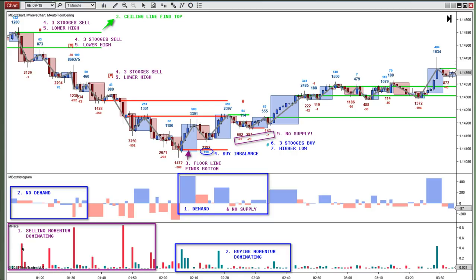So you want to keep that in mind, that sometimes you won't clearly see the supply or demand in one of the histograms, but one of the other indicators can show it. So these actually confirm each other. The selling momentum is dominating. This is our sign of supply, and this histogram is actually showing no demand. So that's perfect. Here we've got the ceiling lines. The ceiling line finds the top. It did find the top.